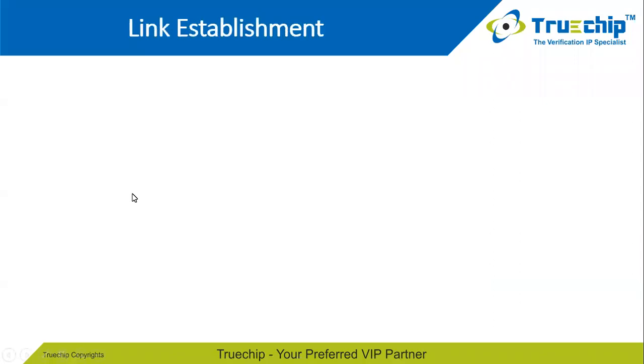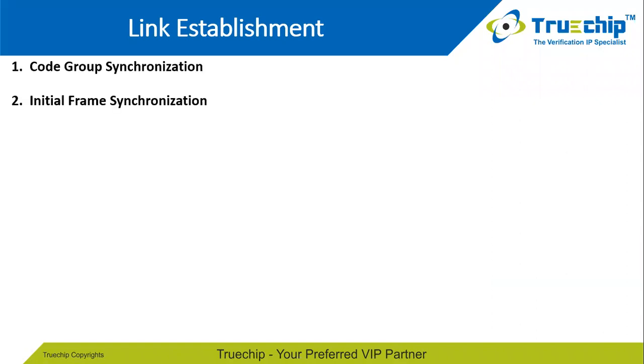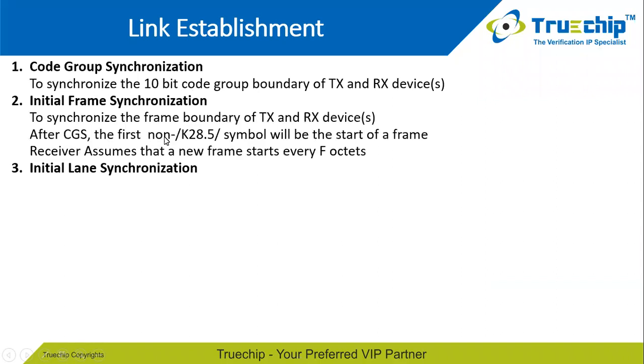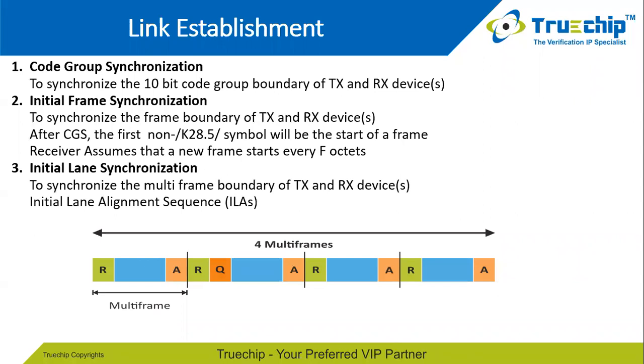So here we are going to discuss the initial link establishment of the JESD204C 8-bit NB link layer. This includes code group synchronization, initial frame synchronization, and initial lane synchronization. The code group synchronization is done in order to synchronize the 10-bit code group boundary of both transmitter and receiver. The initial frame synchronization is done in order to synchronize the frame boundary of both the sides. Similarly, the initial lane synchronization is done to align the multi-frame boundary of both the sides. This is achieved by means of an initial lane alignment sequence as shown in the figure.